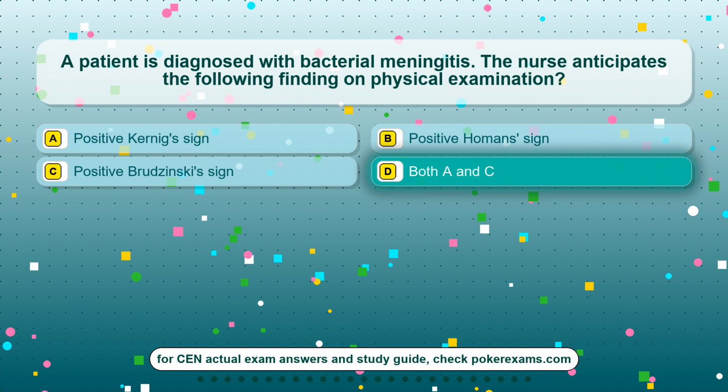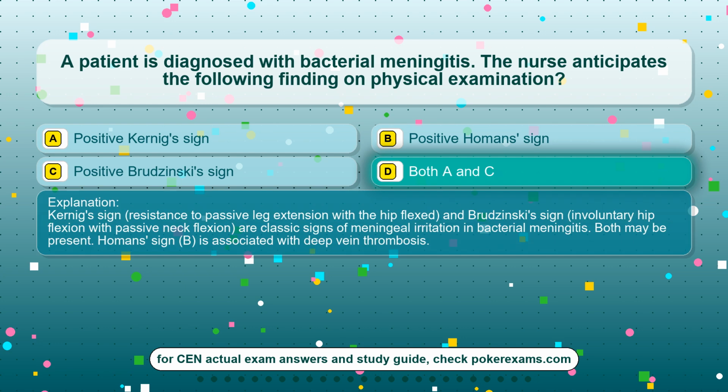The correct answer is option D, both A and C. Kernig's sign, resistance to passive leg extension with the hip flexed, and Brudzinski's sign, involuntary hip flexion with passive neck flexion, are classic signs of meningeal irritation in bacterial meningitis. Both may be present. Hohmann's sign, B, is associated with deep vein thrombosis.